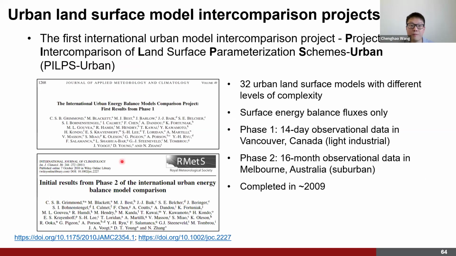But we're not alone. There are also some research groups developing similar urban canopy models. So in order to understand the challenges in urban climate simulations, the urban climate research community has conducted 2 rounds of urban land surface model intercomparison projects. The first one was done about 14 or 15 years ago, which includes 32 urban land surface models or urban climate models, and did their validation or evaluation at 2 sites, one in Canada, one in Australia.